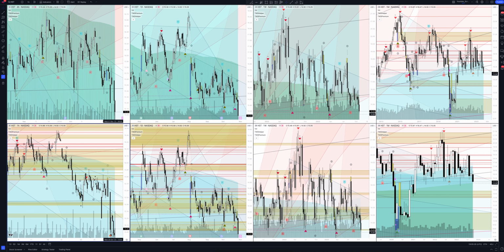Today we will take a look at Host Hotels and Resorts REIT stock. Let's analyze the market situation and find out how you can make money on it. Let's start.